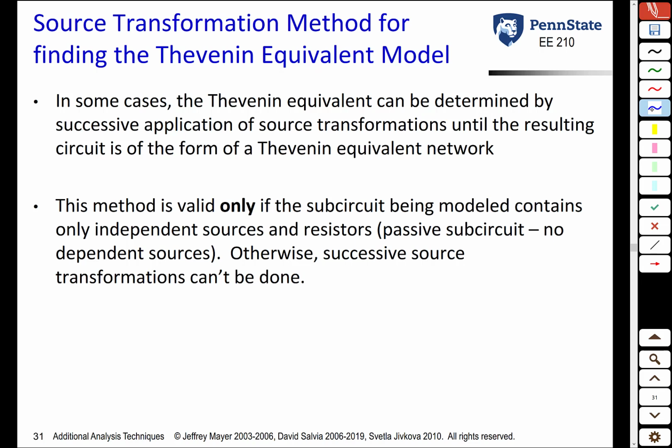I should point out that this method is valid only if the subcircuit contains only independent sources and resistors, and even then it's not always possible, because if you remember, just because you have a circuit with independent sources and resistors, there's not always source transformations that you can do that can make the circuit simpler.